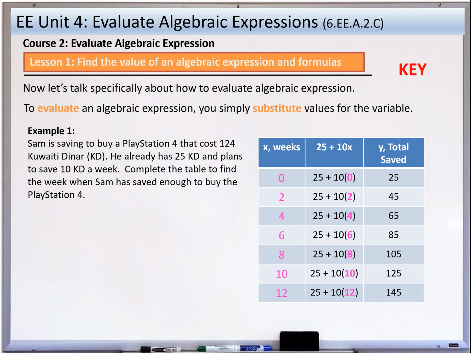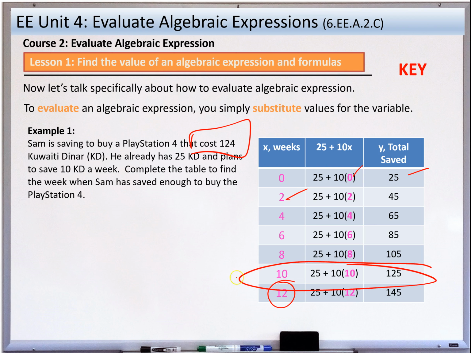All right, so if we plug those in, if we say x equal to 0, we get the 25 KD. If we say x is equal to 2, then he has 45. All the way down to 12, he has 145. So how much money did he need? He had 124. So let's answer the question. When could he actually buy it? Well, he could buy it around 10 weeks.